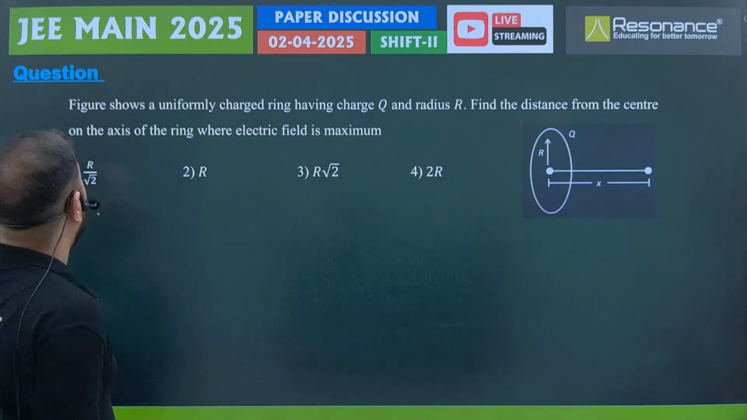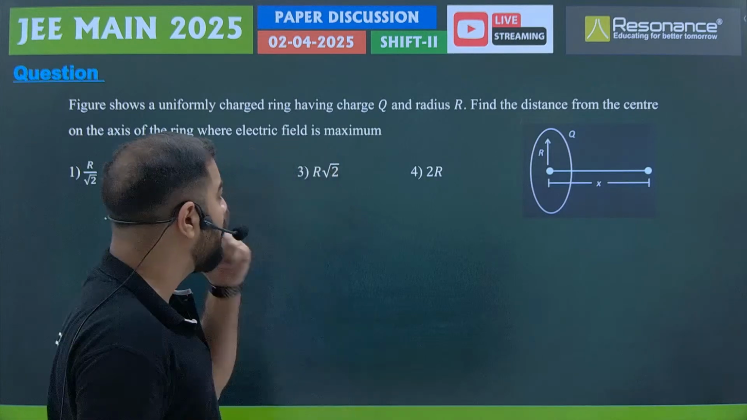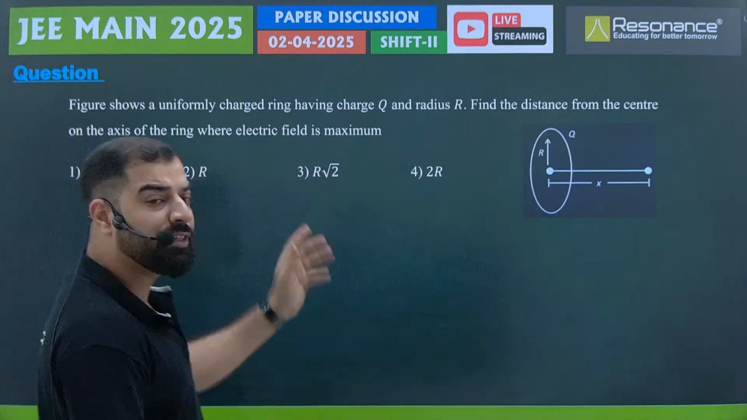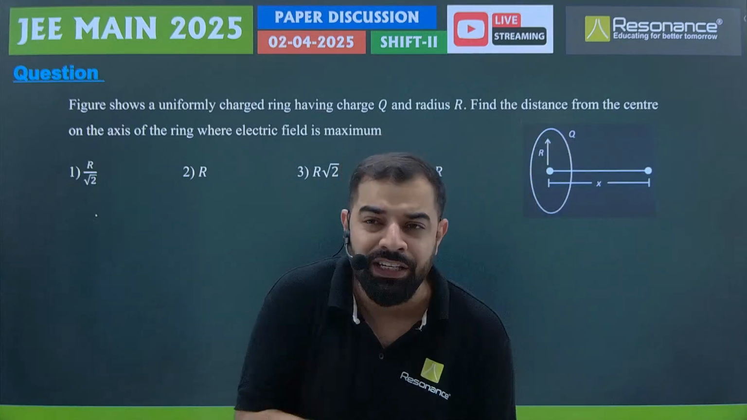Thank you, sir. So the figure shows a uniformly charged ring having charge Q and radius R. Find the distance from the center on the axis of the ring where electric field is maximum. It's again a very routine problem. We have done this in the basics of the class.